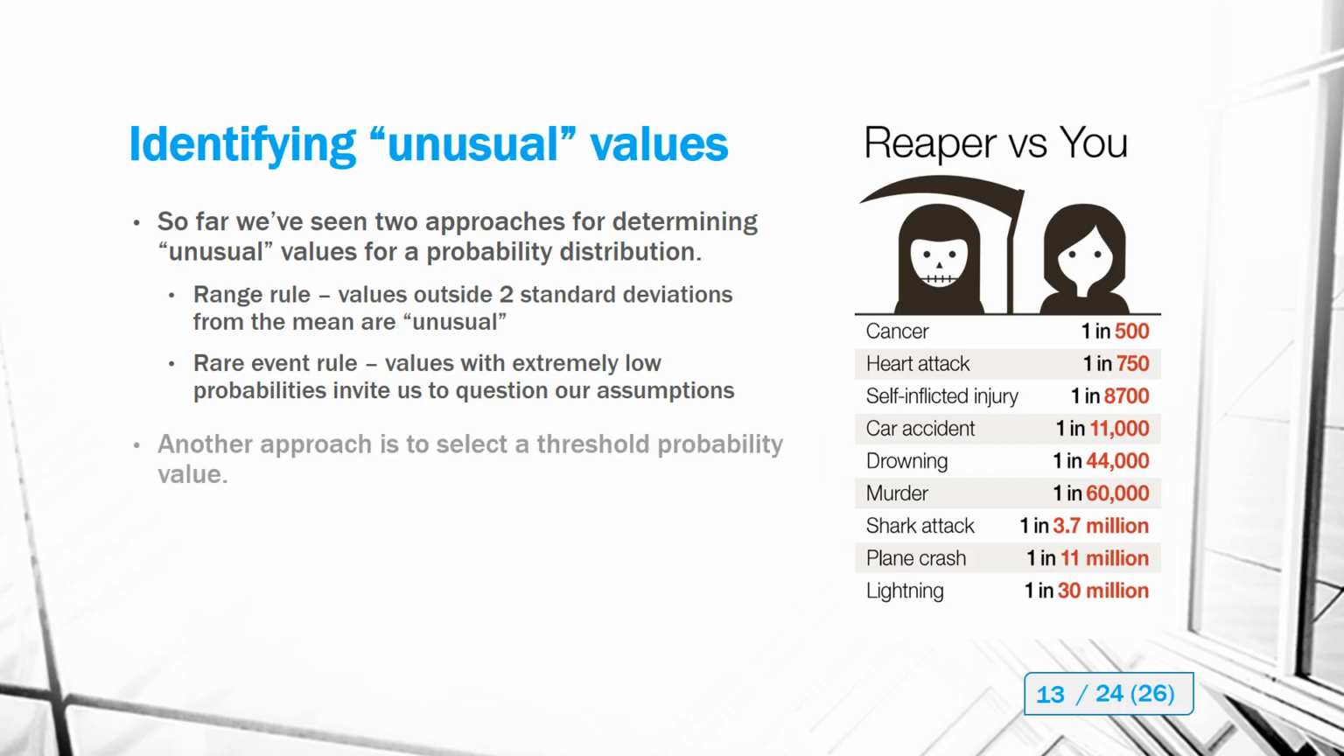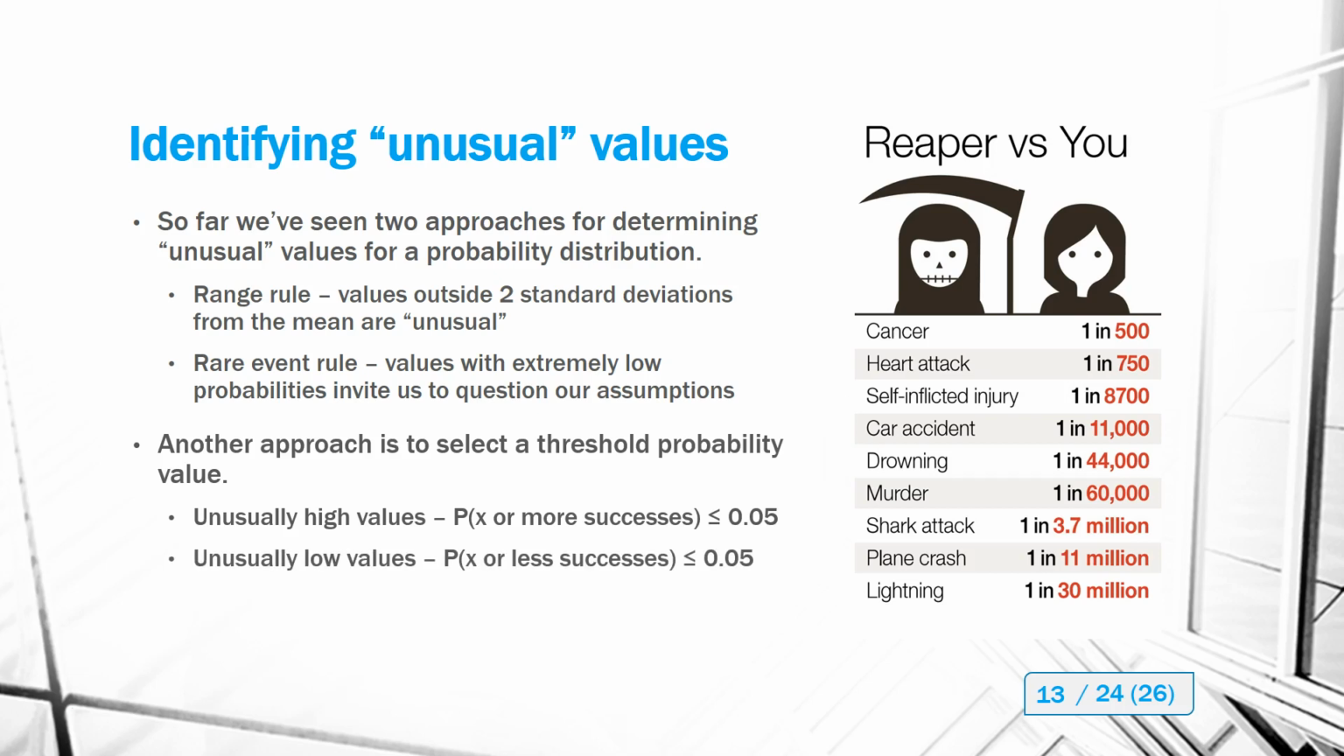Well, there's another approach we can use, and that is selecting a threshold probability value. A very common threshold that's picked is 5%. So unusually high values are going to be those where the probability of X or more successes is less than 5%. Likewise, unusually low values will be where the probability of X or fewer successes is less than 5%. So you're just using that probability of less than 5% as a threshold, and for less than 5%, the value is unusual.